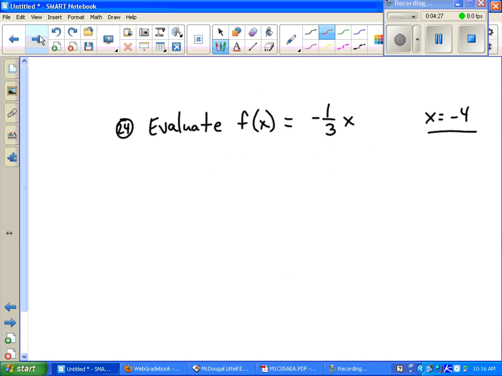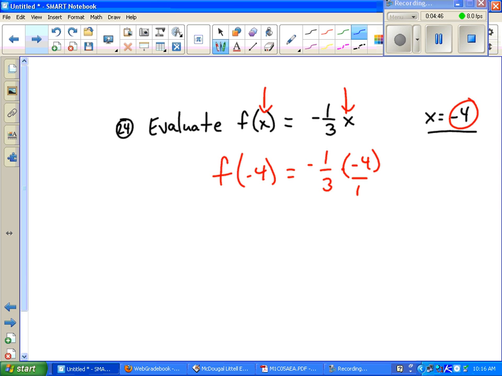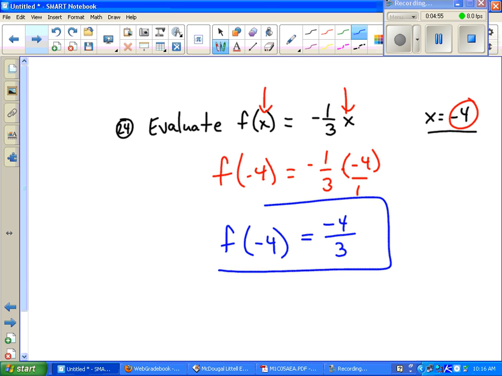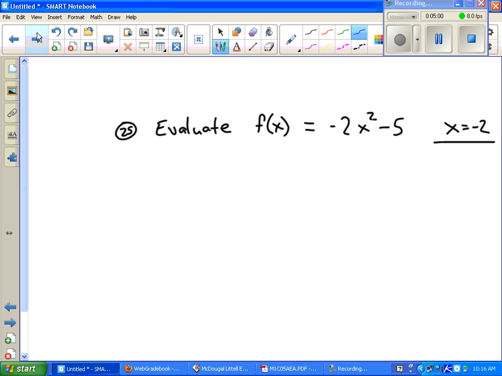Number 24, again, we evaluate f of x equals negative 1/3 times x. Anywhere you see x, you're plugging in negative 4. So f of negative 4 equals negative 1/3 times negative 4. That's the same thing as negative 4 over 1. We can multiply straight across. 1 times negative 4 is negative 4, and 3 times 1 is 3. So f of negative 4, that's simplified, equals negative 4 over 3.